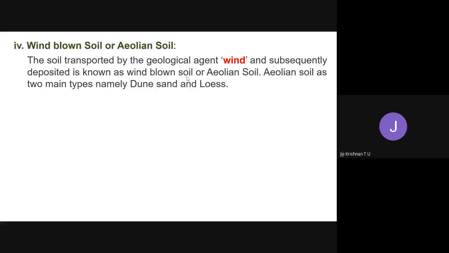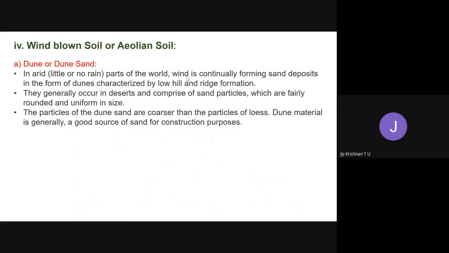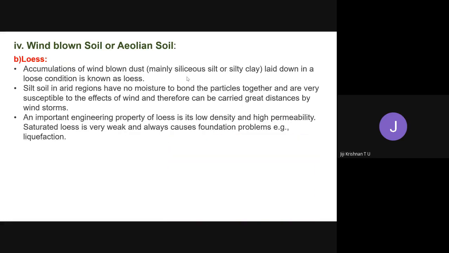Wind-blown soil or aeolian soil. The soil transported by the geological agent wind and subsequently deposited is known as wind-blown soil or aeolian soil. Aeolian soil has two main types, namely dune sand and loess. Moving to dune sand, in arid parts of the world, wind is continually forming sand deposits in the form of dunes characterized by low hill and ridge formation. They generally occur in deserts and comprise sand particles which are fairly rounded and uniform in size. The particles of dune sand are coarser than the particles of loess. Dune sand is generally a good source of sand for construction purposes.